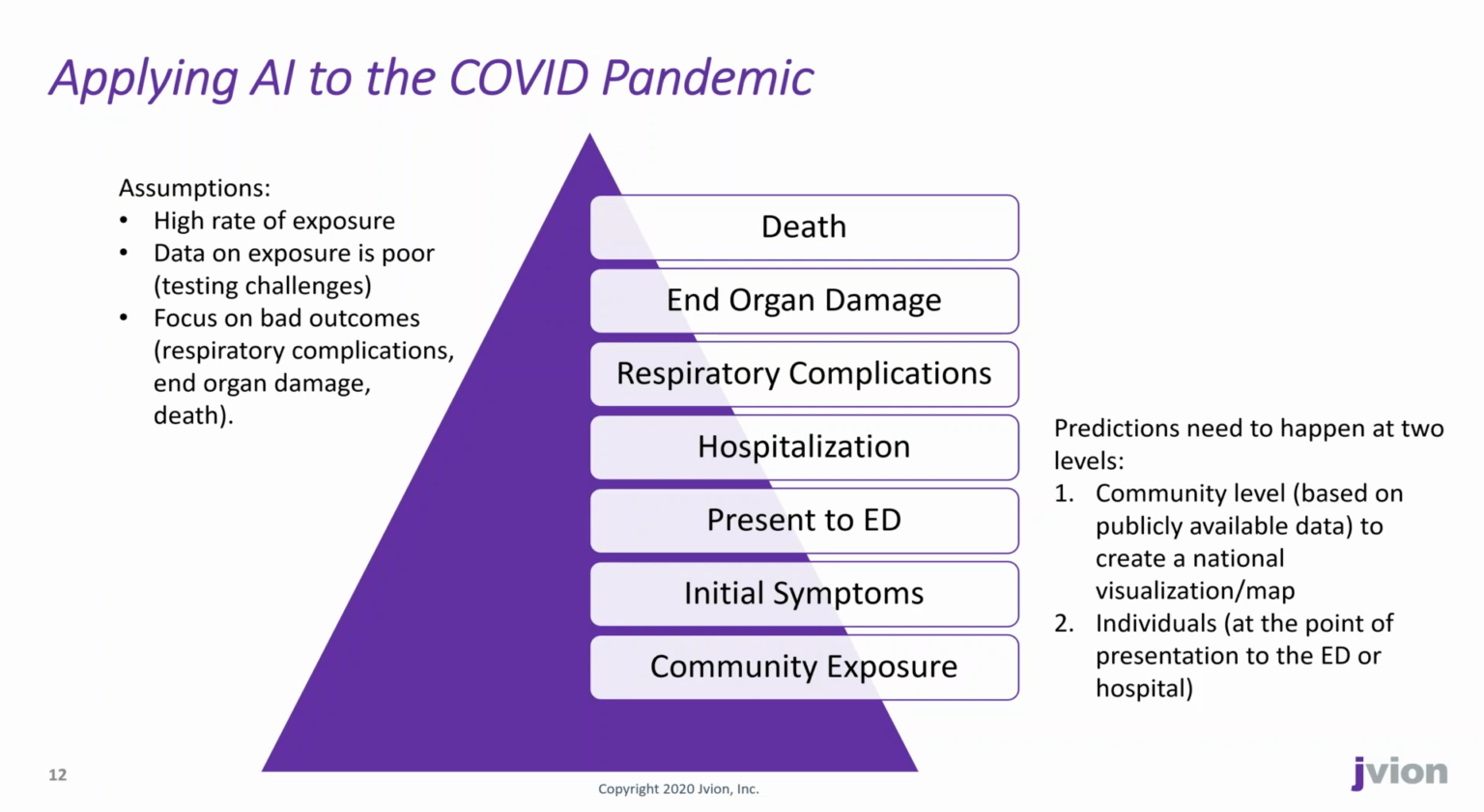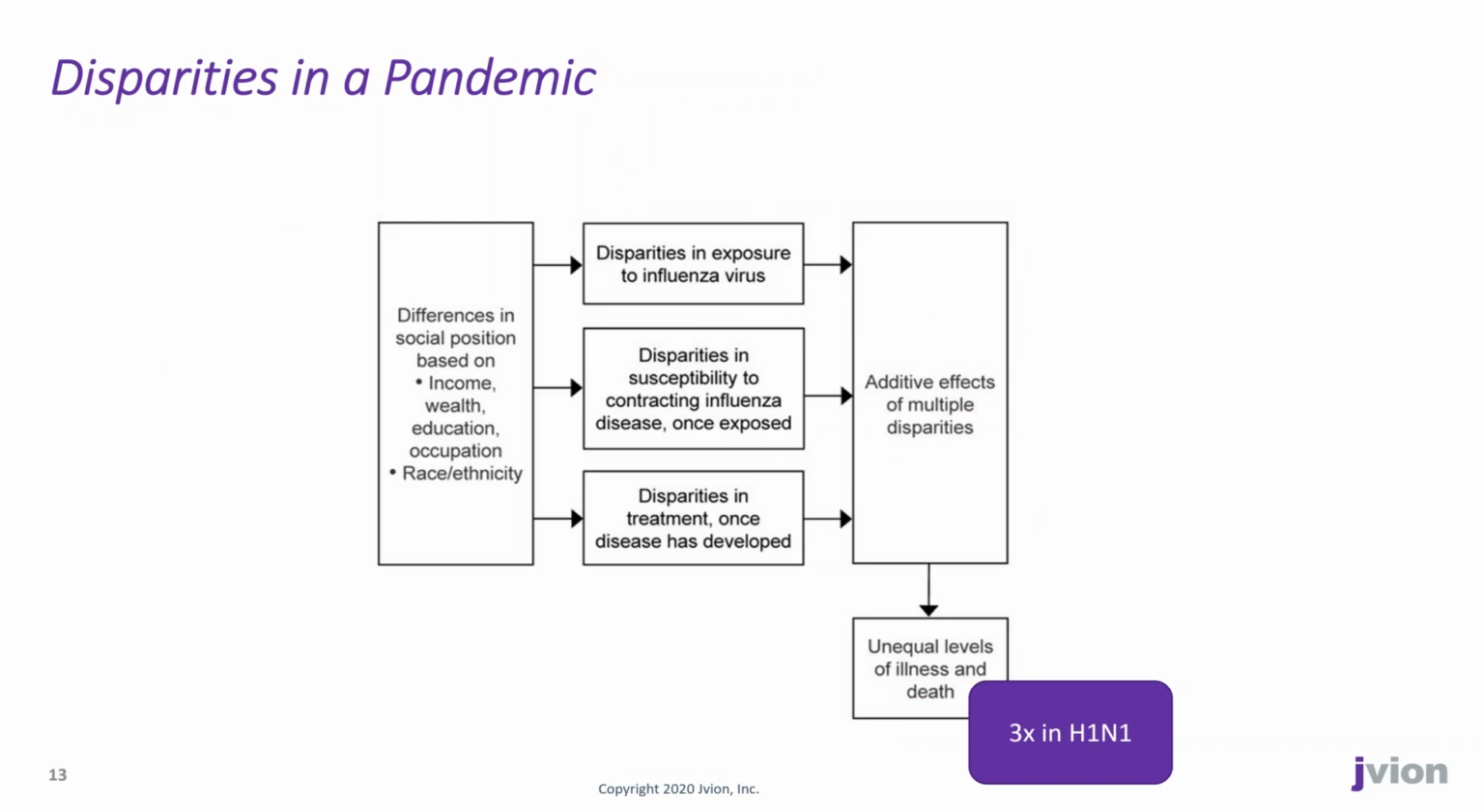So knowing that we were able to calculate the trajectory for those other conditions, we were able to create a parallel and have a surrogate for COVID-19, do predictions at the community level to help with public planning and community response, and also to predict at the individual level.